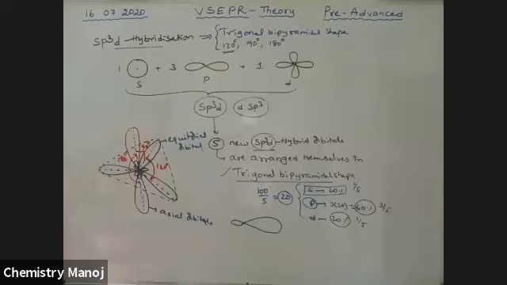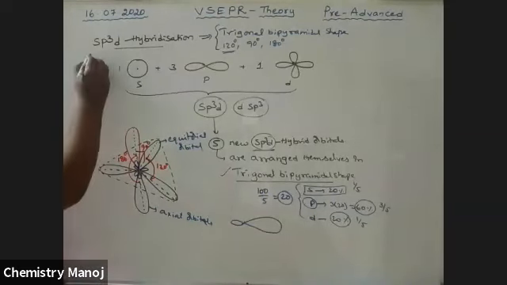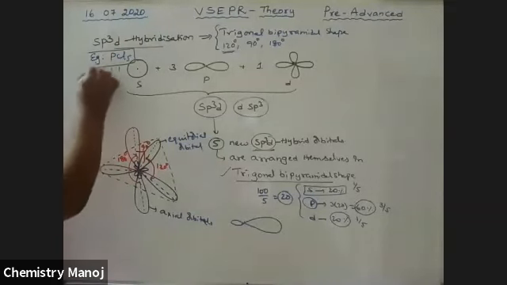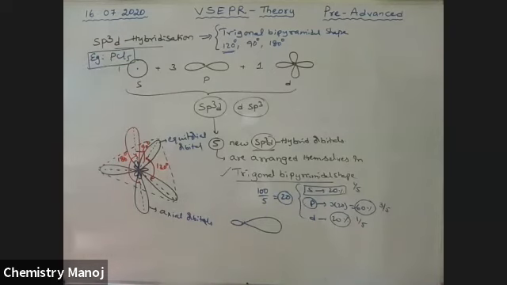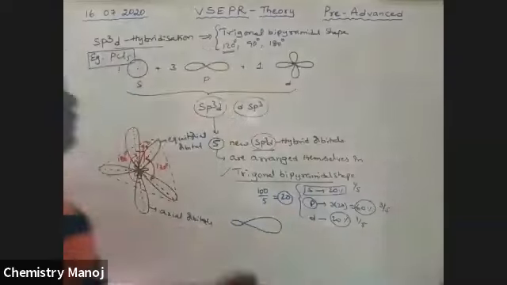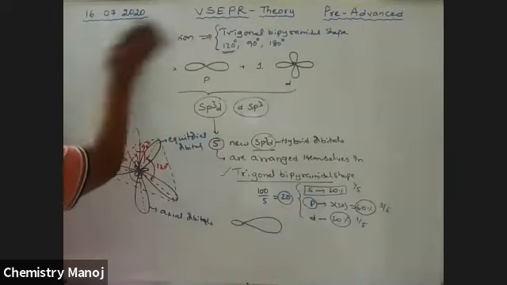Next, an example for sp3d hybridization. What is the best example for this? The best example is the PCl5 molecule. Now I am explaining the shape of the PCl5 molecule with the help of sp3d hybridization.